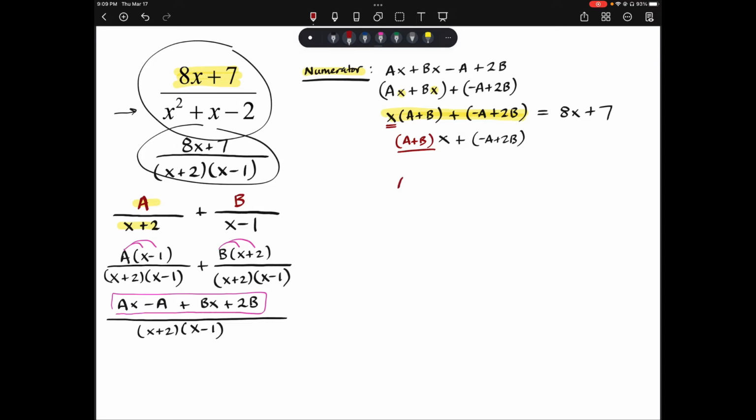So we can take that and say a plus b must equal 8, because that's the coefficient of the x. And then this part here in the back, we know has to equal a positive 7. So that's going to give us negative a plus 2b equals 7. And now we have a system of equations that we could solve. It's really nice on this one because it's already set up for elimination. We could use elimination right here.